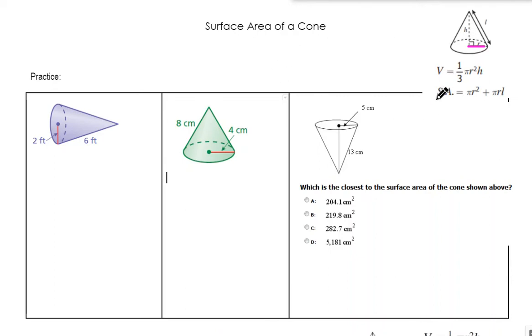So here's our formula for surface area. Surface area equals pi r squared plus pi r L. All right, so what does that mean? What is pi r squared plus pi r L?